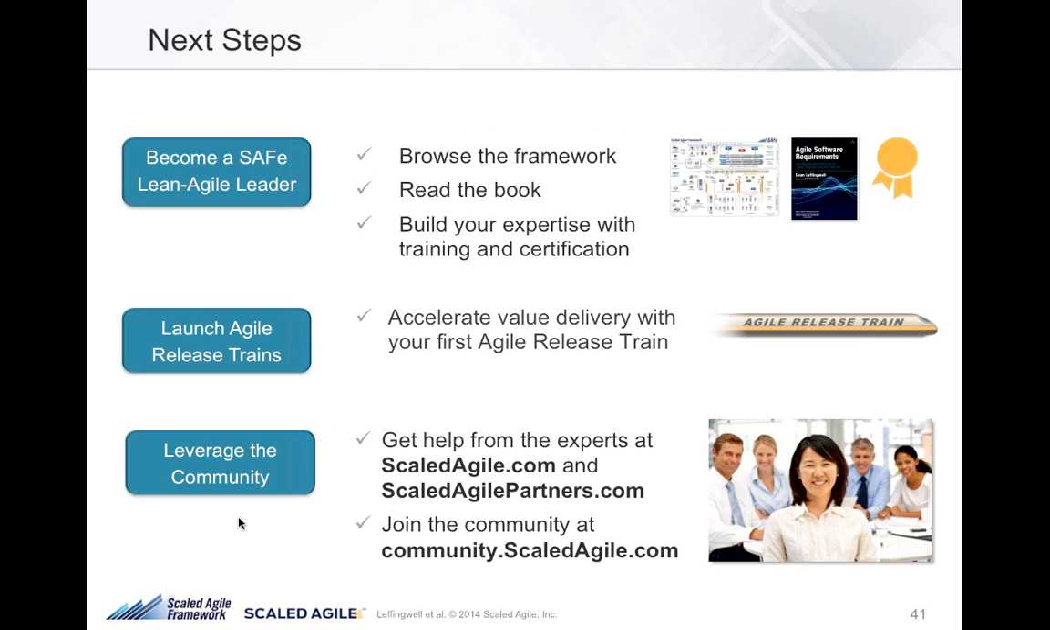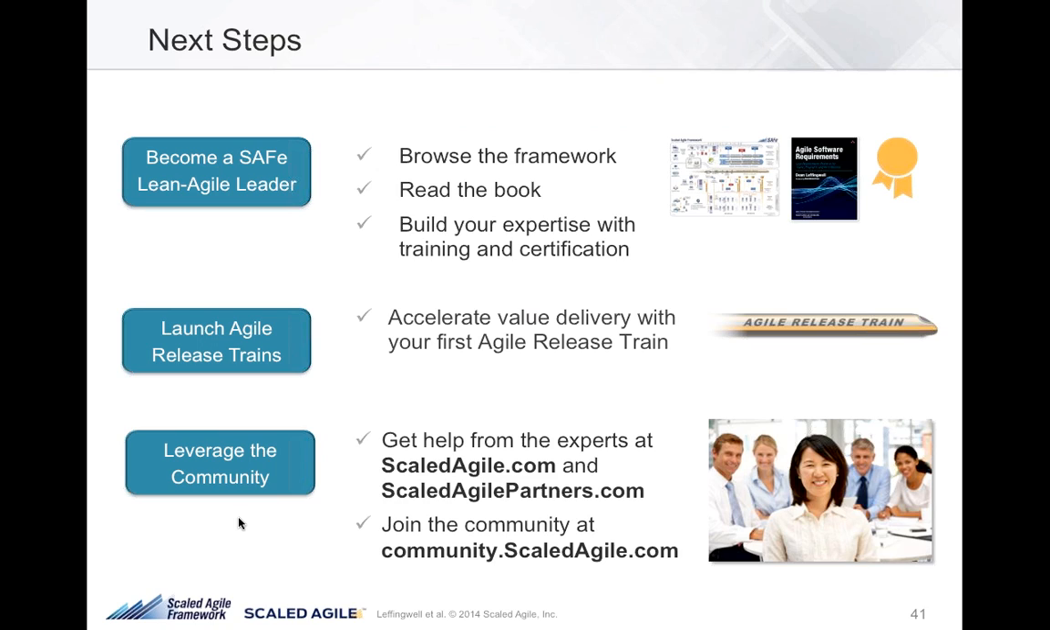The framework is there for you. It's not hidden. There's no secret sauce. It's there. You can read it. You can read the book, Agile Software Requirements, and you can build your own expertise with training and certification. And that's our business model, by the way. The framework is free. Well, training, not so much. Everybody has to feed their family.